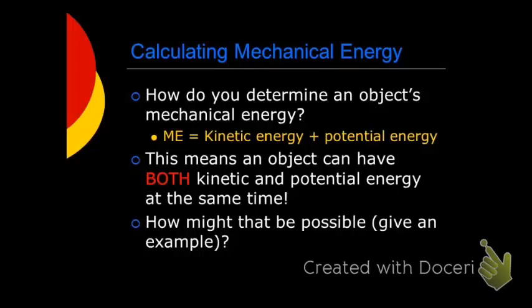How could an object have both kinetic and potential energy at the same time? Jesse. When a person is sliding down a hill, when it's in the middle of the hill. Okay, when it's in the middle of the hill, it is moving, right? But it's still not at the bottom, so it has both kinetic and potential. Let's look at another example.